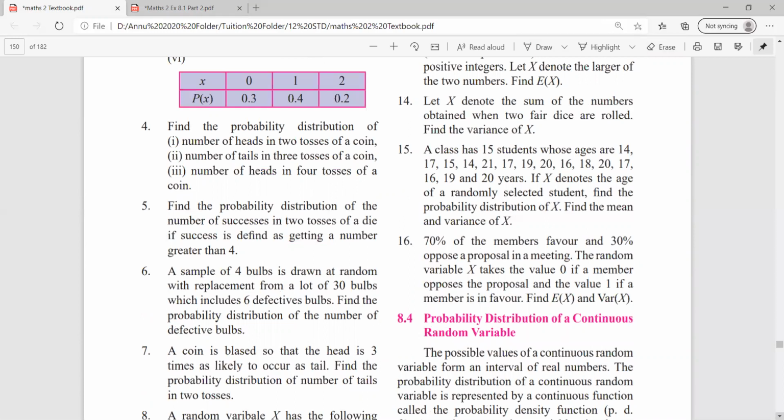Coming forward to question number 4. Find the probability distribution of number of heads in 2 tosses of a coin, number of tails in 3 tosses of a coin, and number of heads in 4 tosses of a coin.